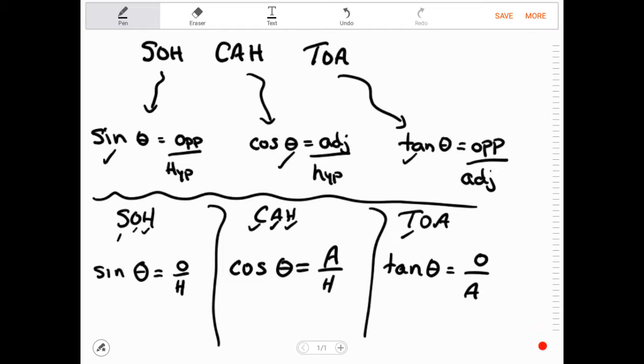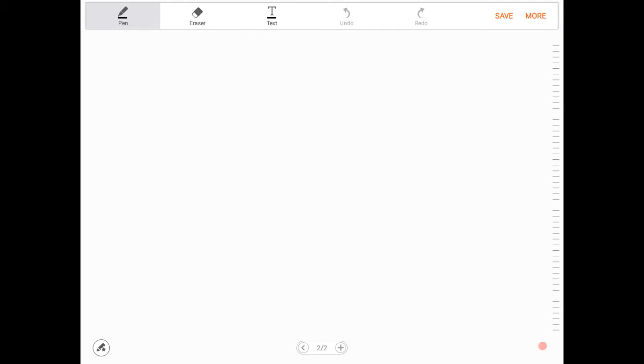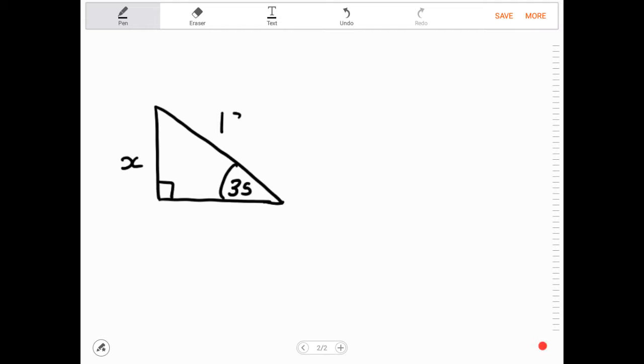Now again, you're kind of thinking, well, who cares? But the point is, this is going to help you understand really well which ratio you have to use when. So let's go over and try an example. Let's say I want you to find a side. I'm going to put this as 35, I'm going to put an X right there, and I'm going to put this as 18.